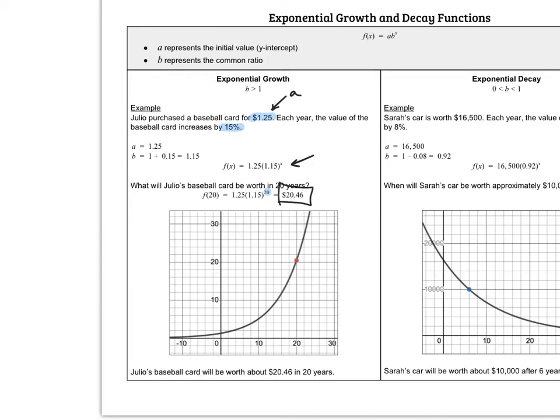I could also do it using a graph, and I created this graph here in Desmos. So all I have to do to use my graph is go over to 20 on my x-axis, and then go up and see where that is on my y-axis. And I could estimate that that would be just a little bit over $20, and it is. Remember earlier we found that it's $20.46.